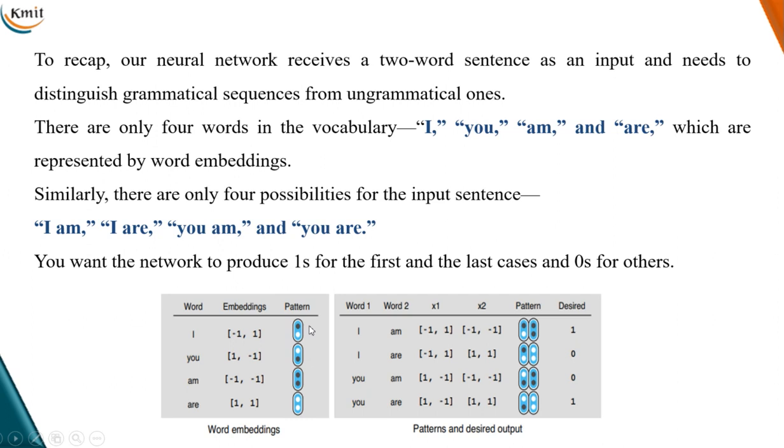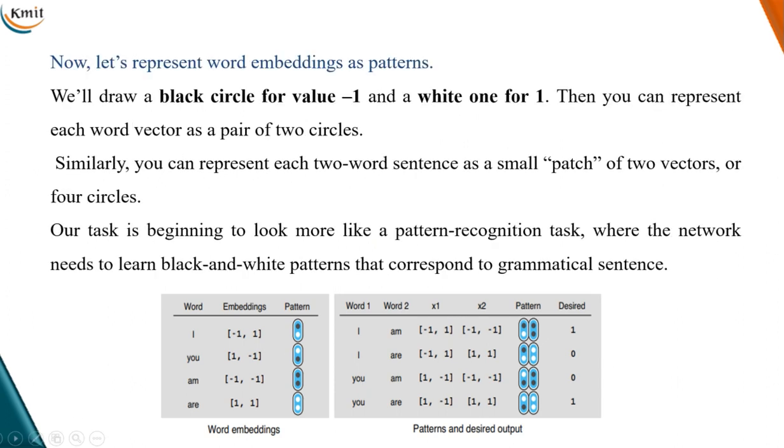We will use a black dot for -1 and a white dot for +1. Please understand this. We will draw a circle for each pattern: a black circle for -1 and a white circle for +1. This is all about representing the word vector as a pair of circles. Similarly, when you take two-word sentences, that is I am, I are, you am, you are, we take two word embeddings x1 and x2 and again produce a pattern.